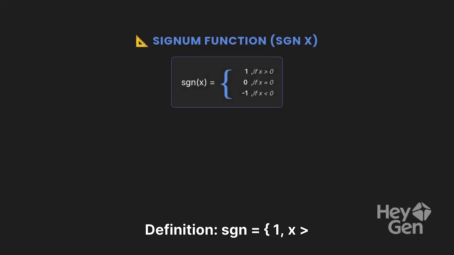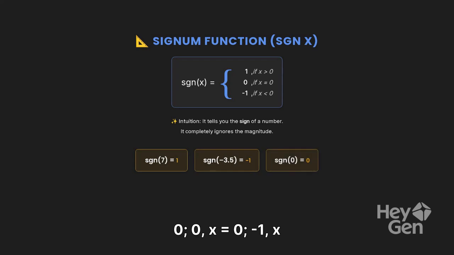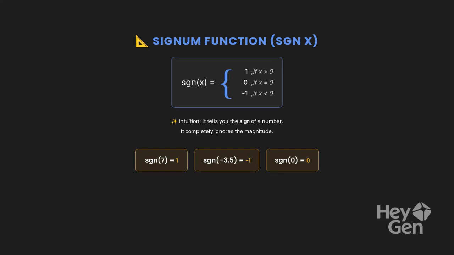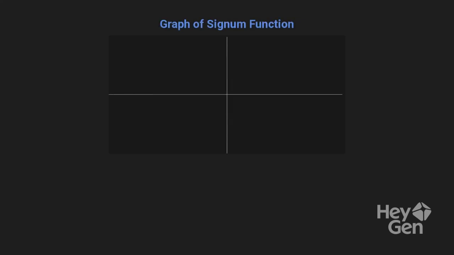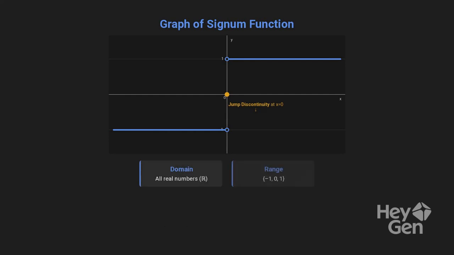Definition: SGN equals 1 for x greater than 0, 0 for x equals 0, and minus 1 for x less than 0. Intuition: it tells you the sign of a number and completely ignores magnitude. Examples: SGN equals 1, SGN equals minus 1, SGN equals 0. The graph looks like a line at y equals 1, a line at y equals minus 1, and a single point at the origin.